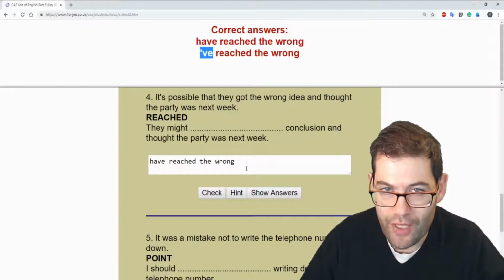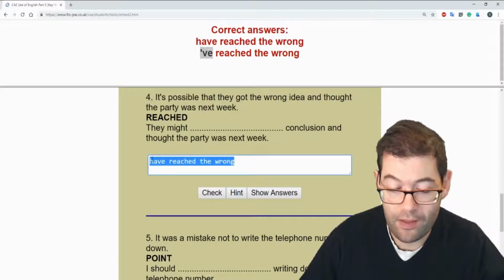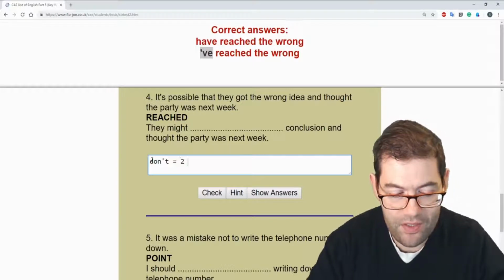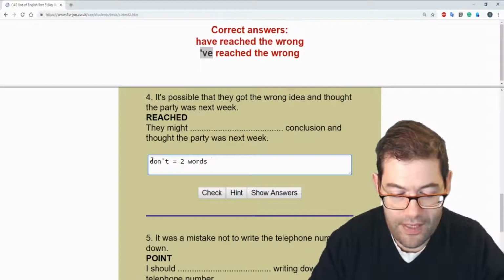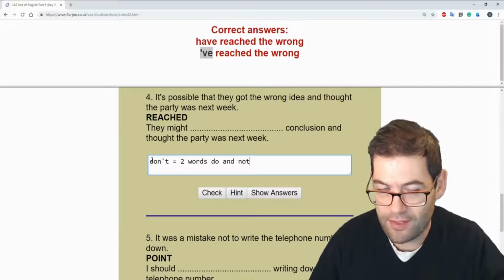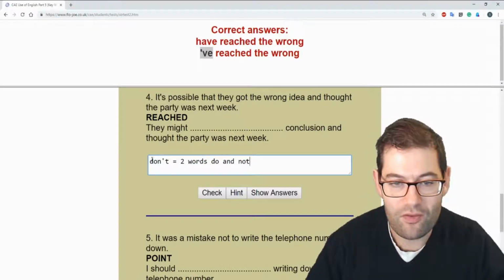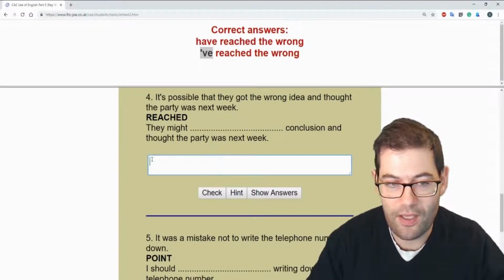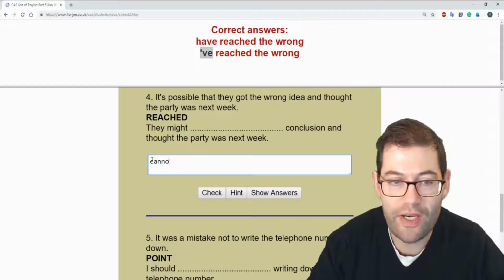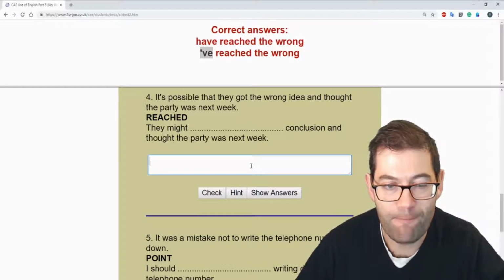Just a quick word on contractions though. In case you think you're going to be clever, contractions such as don't are counted as 2 words. In other words, don't is counted as do and not. So don't think that you can use a contraction and it's only 1 word. The only contraction that you can use which counts as 1 word is cannot. All other contractions count as 2 words, so just be careful of that.